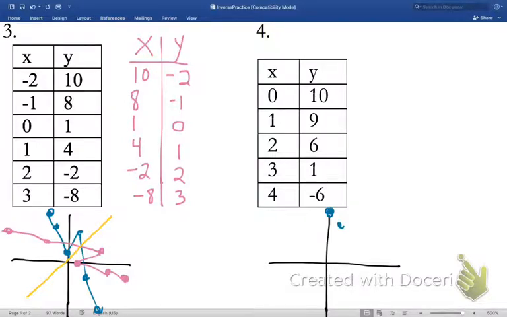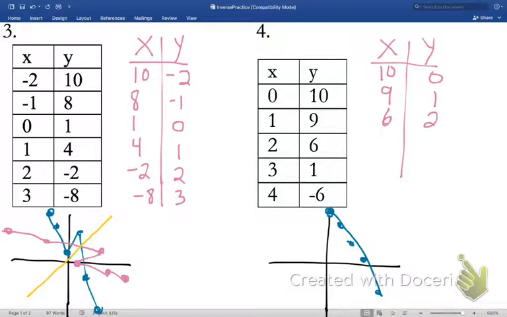(2, 6), (3, 1), and (4, -6). We're going to connect those up. Okay, so now let's switch the x and the y. So I would have (10, 0), (9, 1), (6, 2), (1, 3), and (-6, 4).